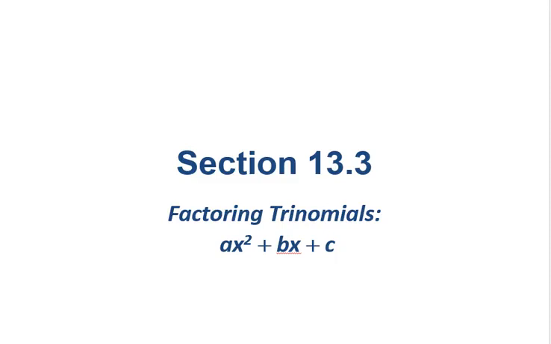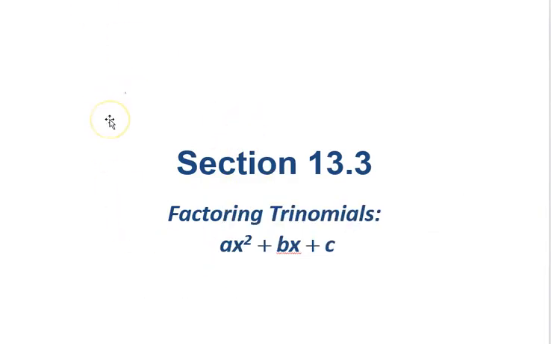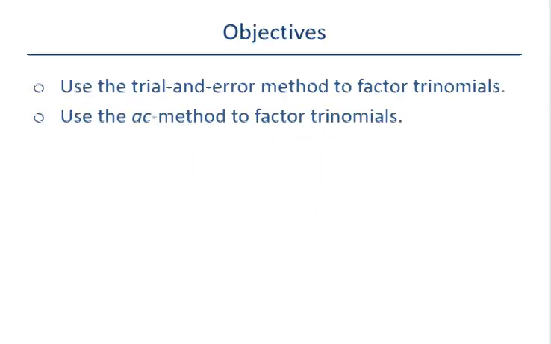Okay, section 13.3, factoring trinomials with ax squared plus bx plus c. What we're going to notice is that a, right here, all that means is there's not always going to be a leading coefficient of 1 anymore. Now we're going to have a leading coefficient of almost any other number. Okay, so let's come in here and just kind of get started.